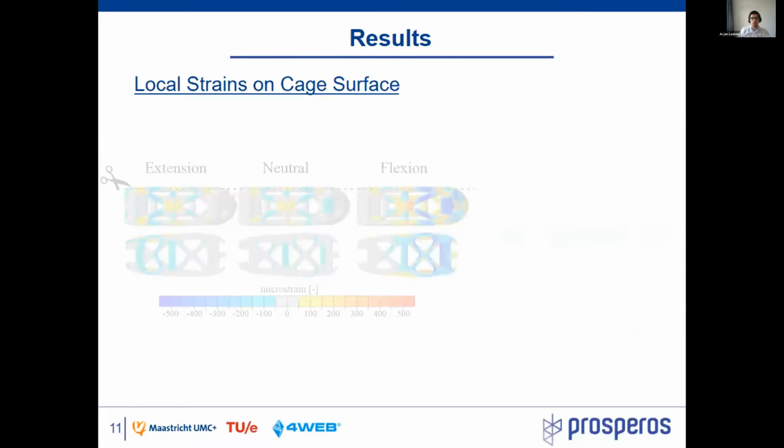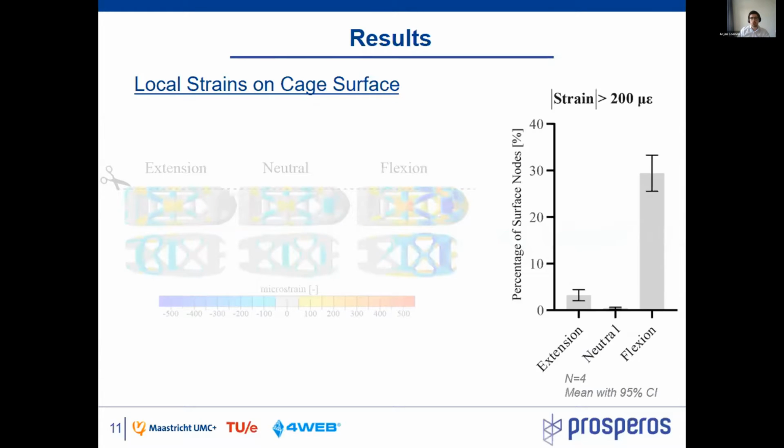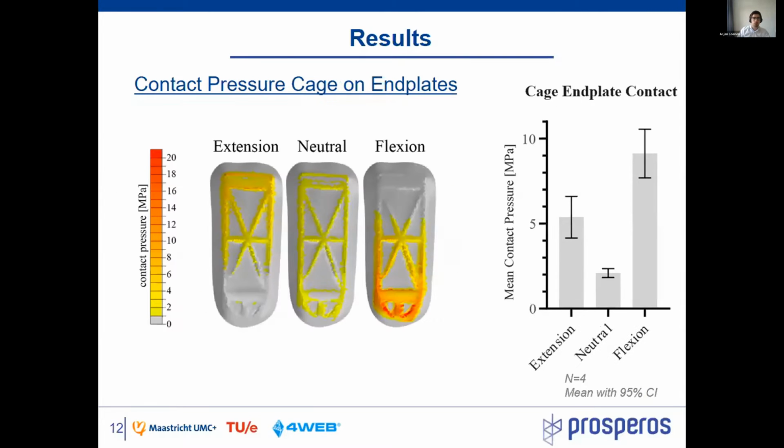So this was for one patient, and in order to compare the different patients, we quantified the amount of surface nodes that experienced an absolute strain over 200 microstrain. Here you can see how that differed between the different loading configurations, and we also have this 95% confidence interval between the different patients. We can already see that the loading configuration had more influence on the percentage than the patient-specific factors. We did a similar thing for the contact pressure.